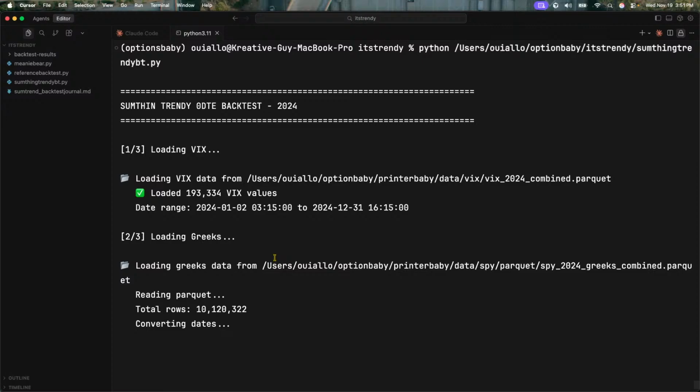All right, here we go. Our backtest is loading. I don't even know why it's loaded VIX because we don't use VIX. That's just the kind of peculiar thing. But I guess it just said, hey, you know what? It's here. So let me just give it a whirl.